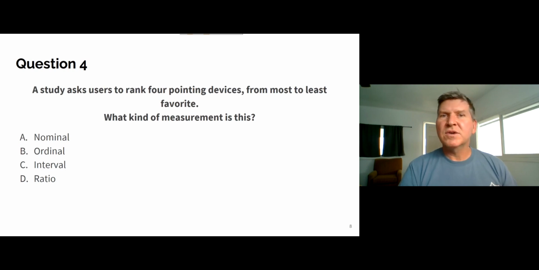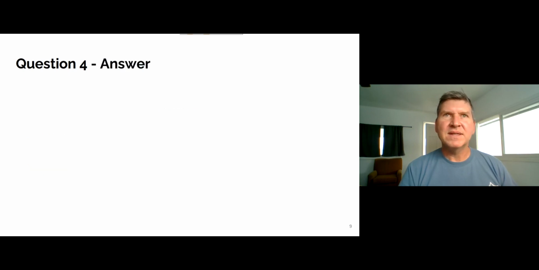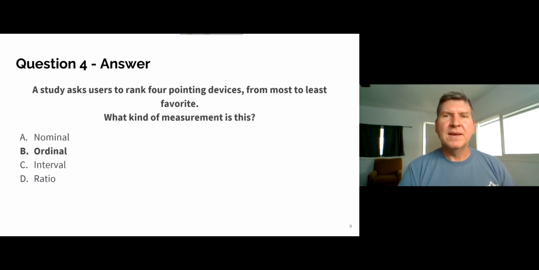Now for the fourth question. A study asked users to rank 4 pointing devices from most to least favorite. What kind of measurement is this? And the answer is ordinal. Usually when we have ranked sets of items, they tend to be ordinal. We can't imply interval in this case simply because we don't know, if we ask them to rank 4, the gap between the first and the second choice, the second and the third choice, the third and the fourth choice. So ordinal is the only one that makes sense here.